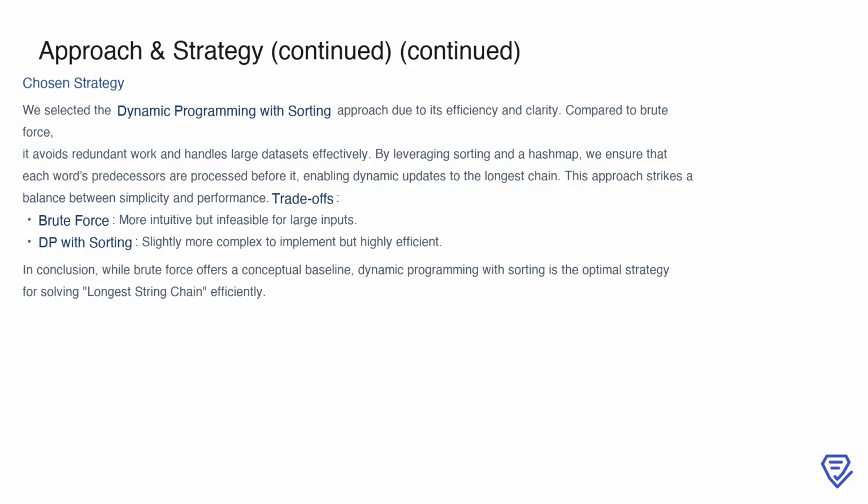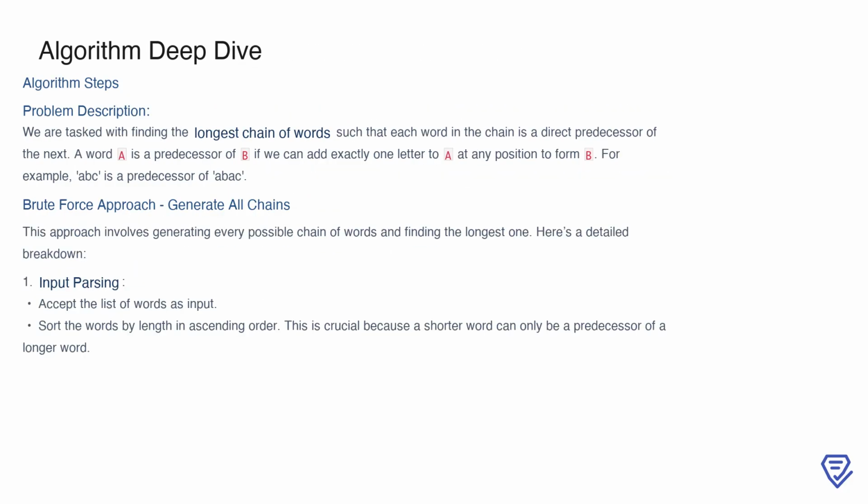The trade-offs are clear. While brute force is conceptually simpler, it is practically infeasible for larger inputs. By leveraging sorting and a hash map, we ensure that the solution is both efficient and scalable, even for large datasets. To solve the problem of finding the longest string chain, we need to identify chains of words where each word is a direct predecessor of the next. This means that a word can be transformed into its successor by adding exactly one letter at any position. For instance, ABC is a valid predecessor of ABAC.